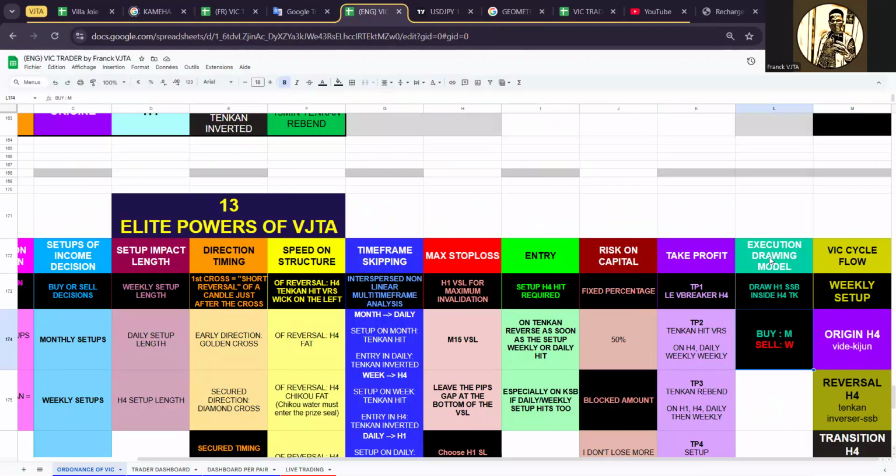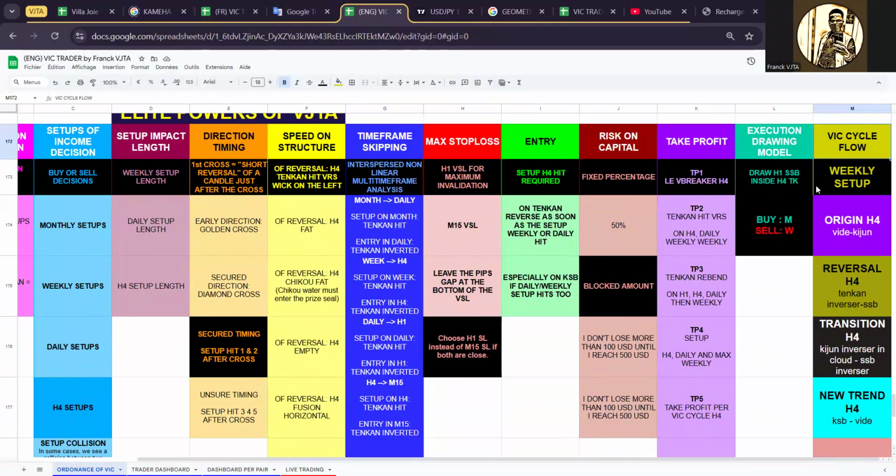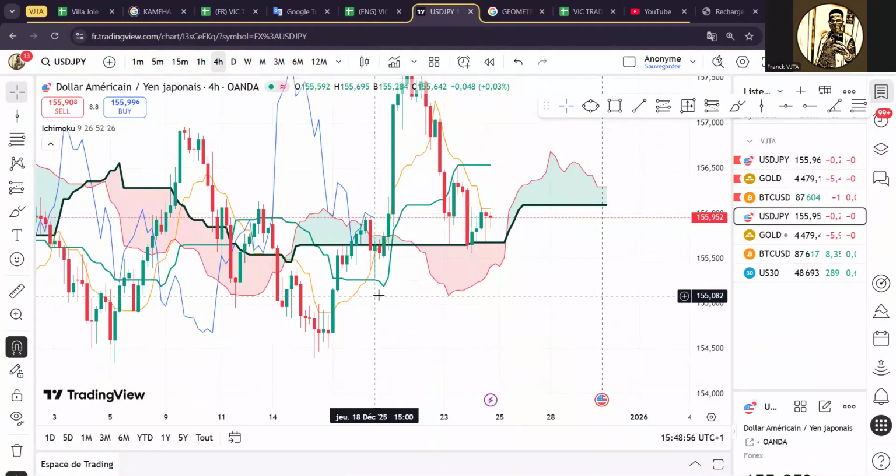I just wanted to draw this model for you. Like the H1 SSB is inside the H4 TK. So now let us talk about the Vjta Ishimoku cycle, the last one. You already know the Vjta Ishimoku cycle, right?